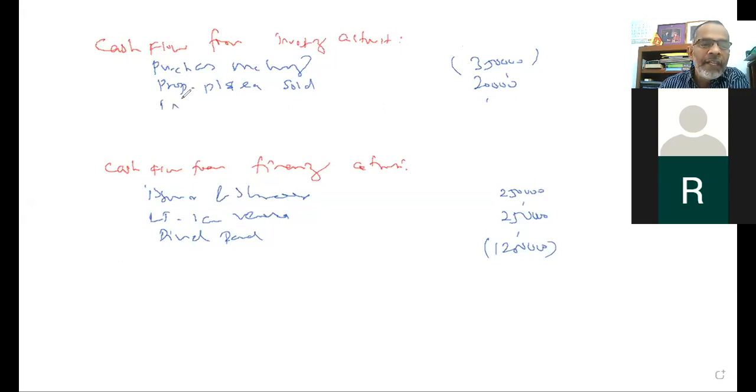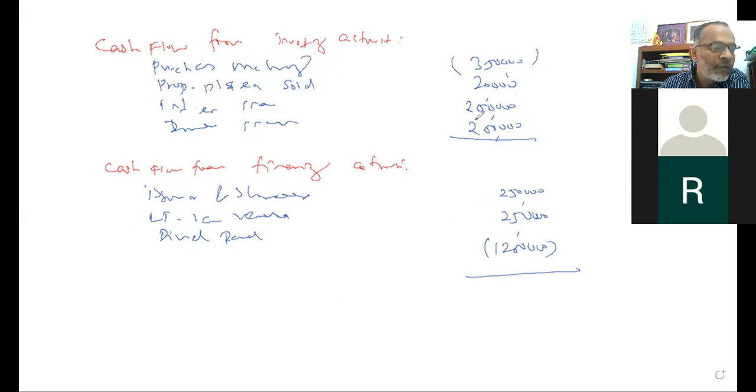After that, you have interest income of 200,000 that would be debited, and also you have dividend income of 200,000 that would also be debited. Now the total will be 420,000 minus 350,000. Therefore, 70,000 is the net cash flow from investing activities.